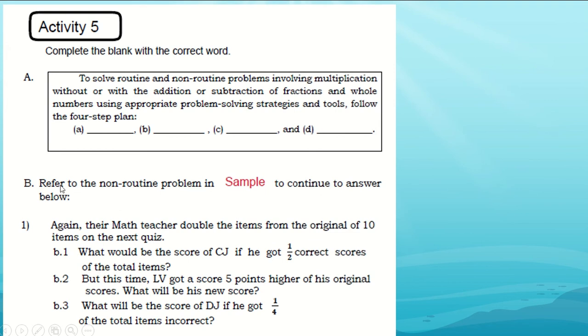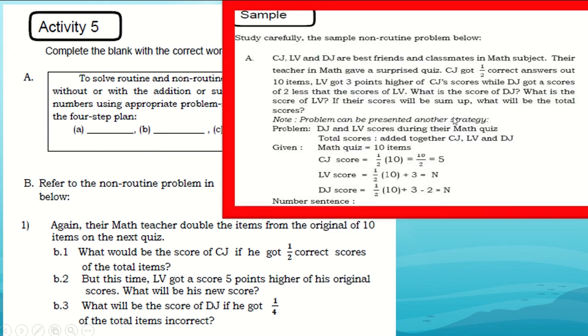Then, with letter B, may sample word problem tayo. Here's the sample word problem. CJ, LB, and DJ are best friends and classmates in math subject. Their teacher in math gave a surprise quiz. CJ got 1/2 correct answers out of 10 items. LB got 3 points higher than CJ's score, while DJ got a score of 2 less than the score of LB. What is the score of DJ? What is the score of LB? If their scores will be summed up, what will be the total score?